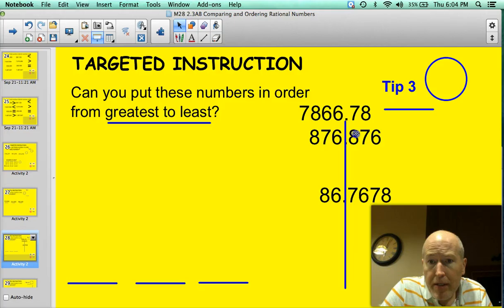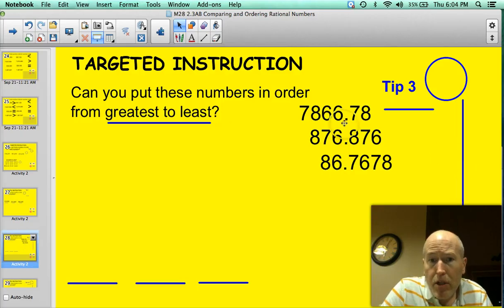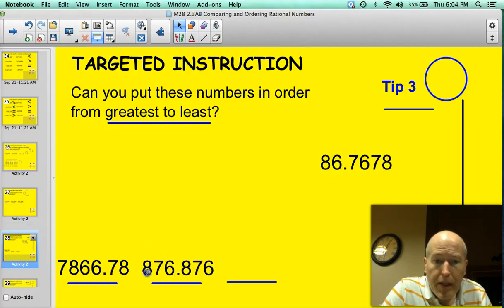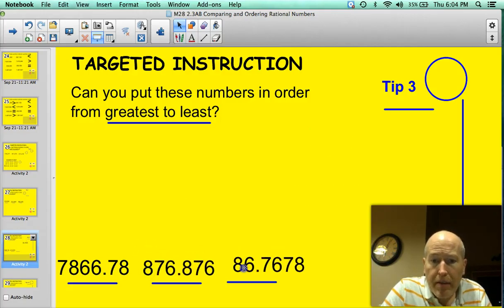This one is the next biggest. And this is the smallest. Now I get my line out of there. I've got my numbers all lined up, greatest to least. Just pop them in. And there you go, just like that. So lining them up by the decimal is helpful.